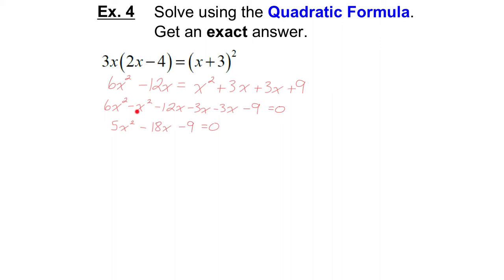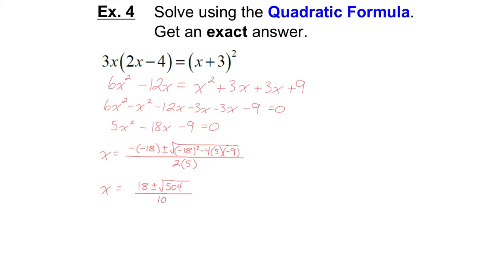Like terms, 6x squared minus x squared is 5x squared. Negative 12x minus 3x is minus 18x, and then minus 9. That's all equal to 0. Okay, so now I have ax squared plus bx plus c equals 0. I can use the quadratic formula and solve. So I plug in my values for a, b, and c. Just be careful, b is negative 18. So in the quadratic formula, it starts negative b, so it's negative 18, which ends up being positive 18.